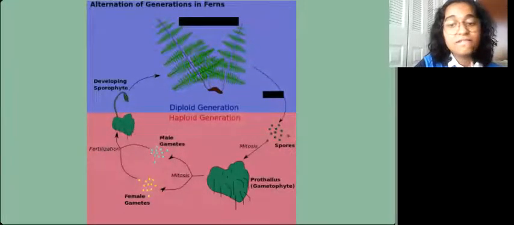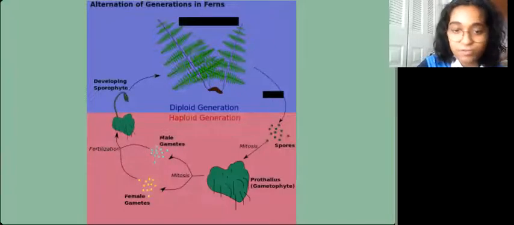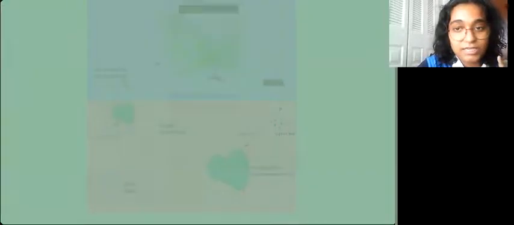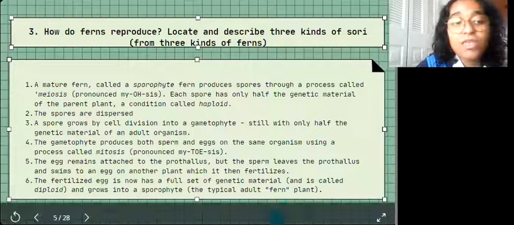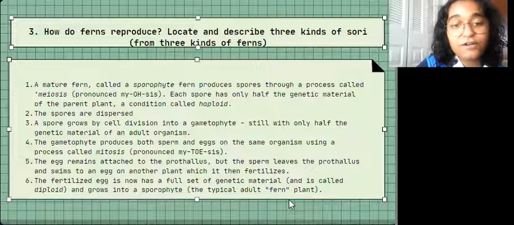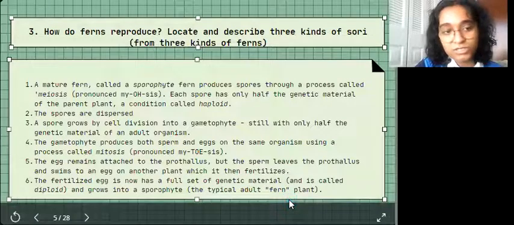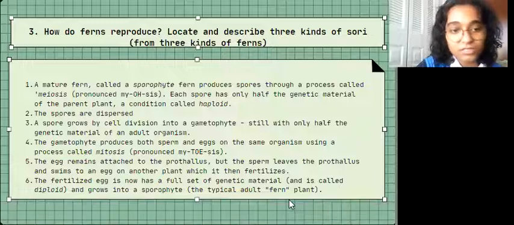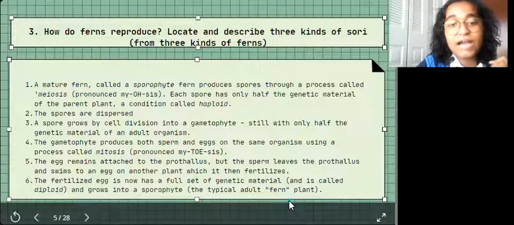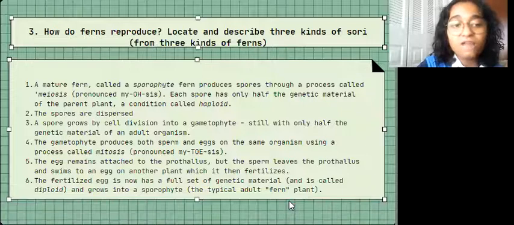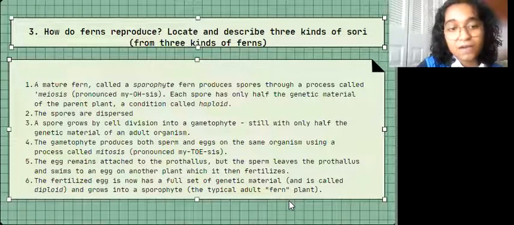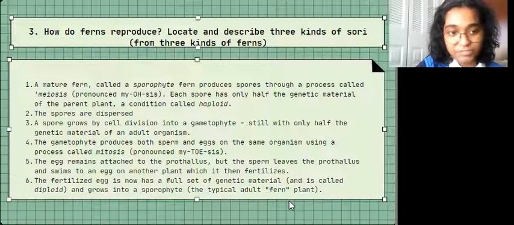The life cycle of a typical fern is as follows. A mature fern is called a sporophyte, which produces spores through a process called meiosis. Each spore has only half the genetic material of the parent plant and is in a condition called haploid. The spores are then dispersed.